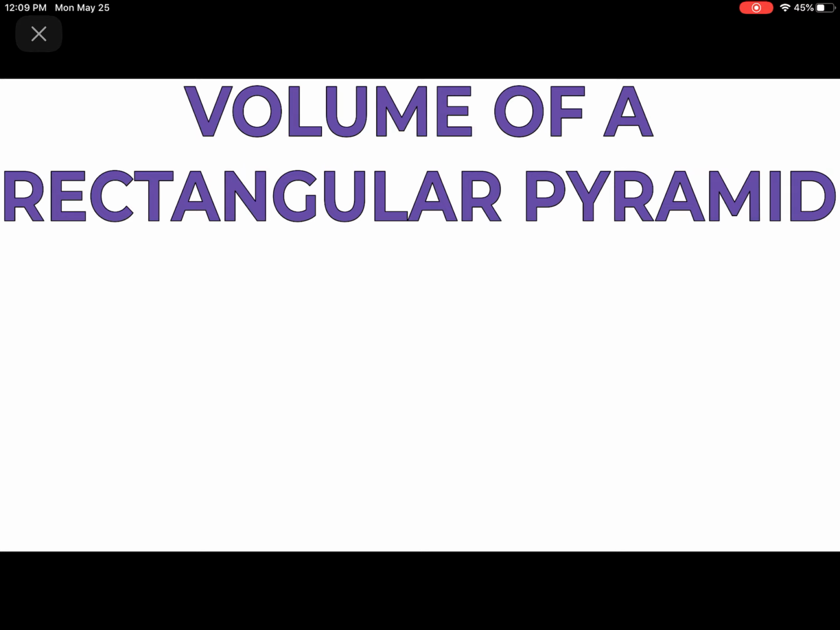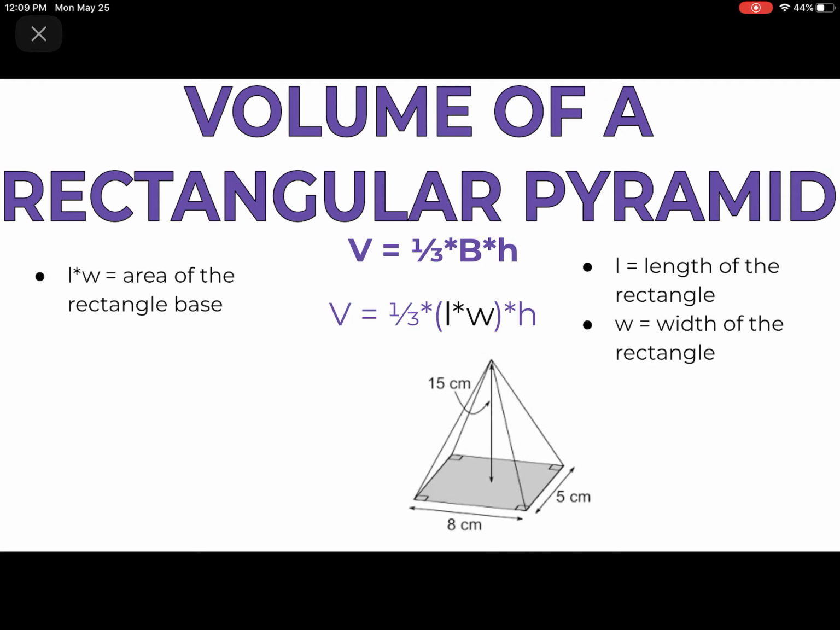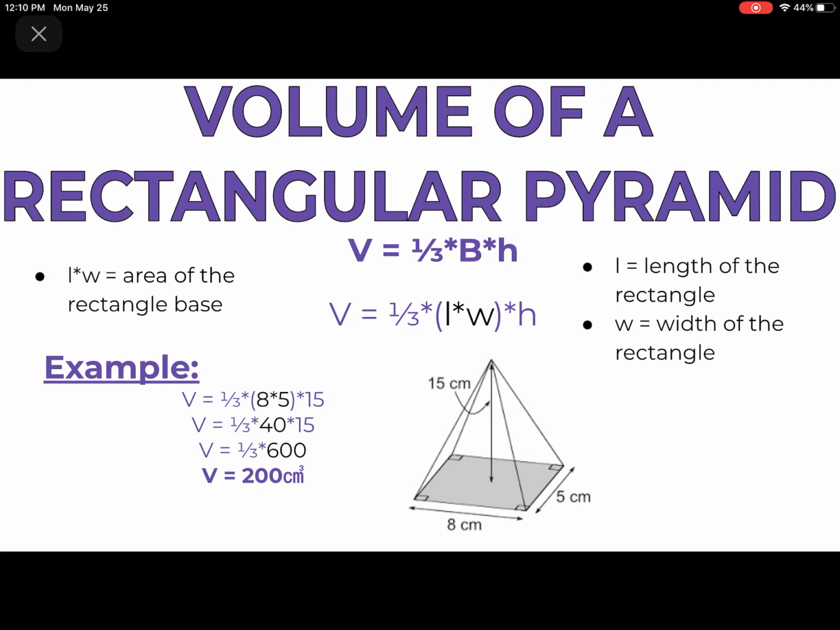Next, we have volume of a rectangular pyramid. So this is going to be 1/3 times length times width times height. Length times width is the area of my rectangular base. Length is going to be the length of that rectangle, and W is going to be the width of the rectangle. So we have this picture here.